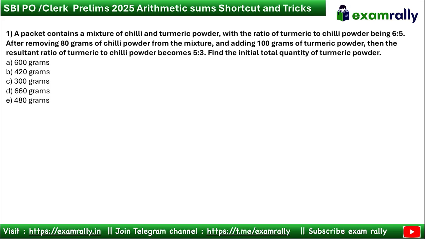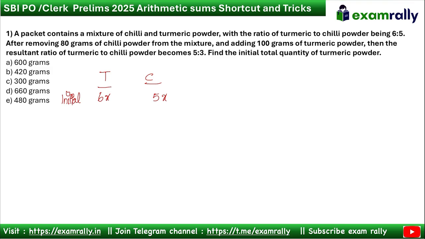See, this question is based on mixture. They have given a mixture of chili and turmeric powder. The initial quantities of both are not given, but the ratio of the initial quantity has been given. Let's take the ratio of turmeric to chili powder being 6:5. So let the initial quantities be 6x and 5x.